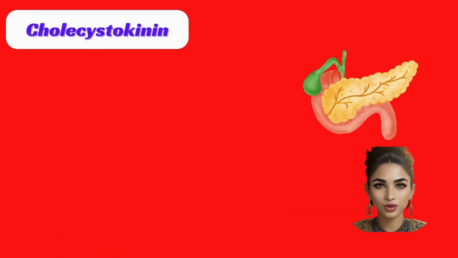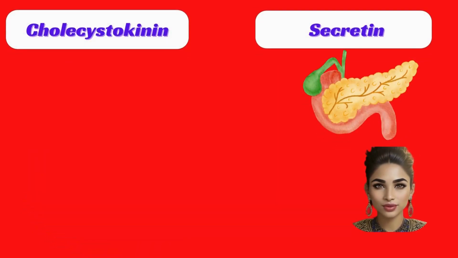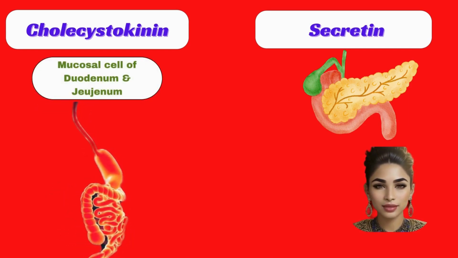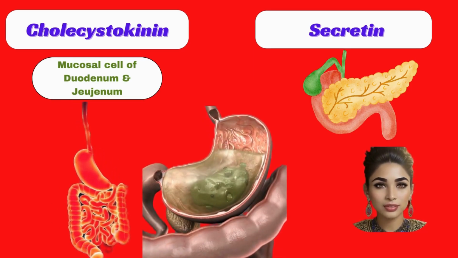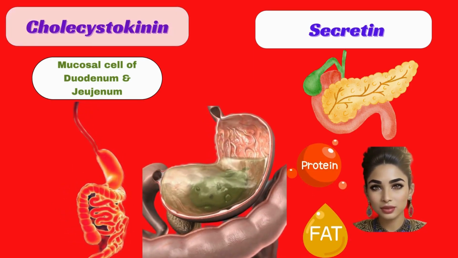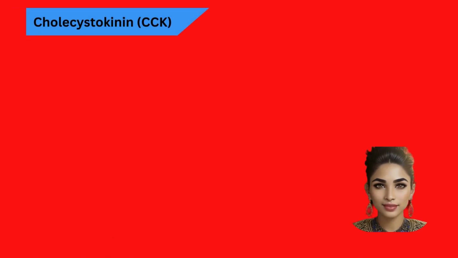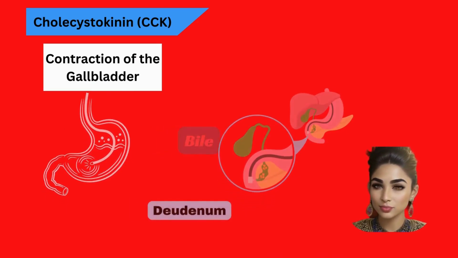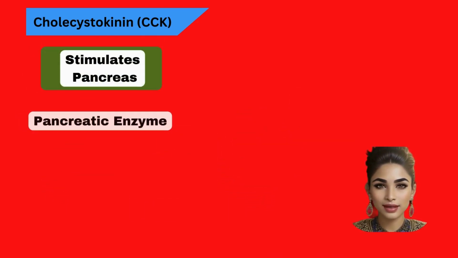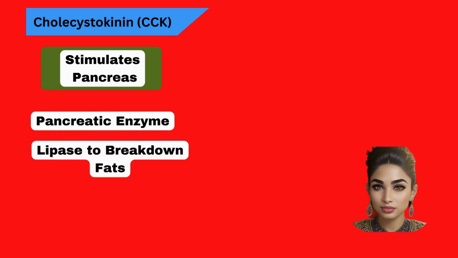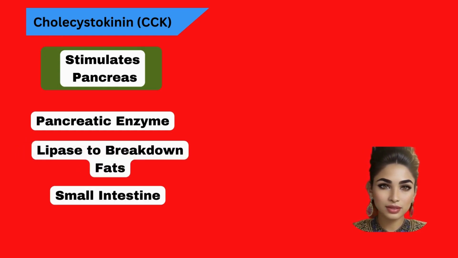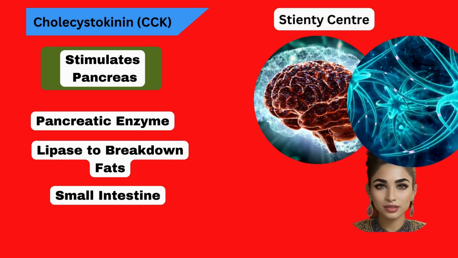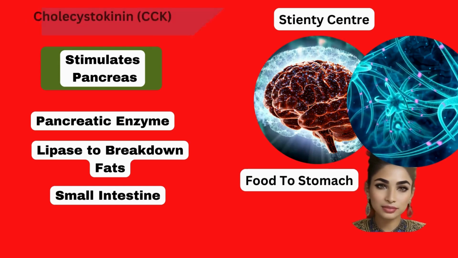Let's talk in short about cholecystokinin and secretin. Cholecystokinin, CCK, is released by mucosal cells of the duodenum and jejunum in response to the presence of partially digested proteins and fats in the duodenum. CCK stimulates the contraction of the gallbladder, leading to the release of bile into the duodenum. It also stimulates the pancreas to release pancreatic enzymes, including lipase, to break down fats in the small intestine. It also slows down gastric emptying and sends a signal to the satiety center to stop adding more food to the stomach.